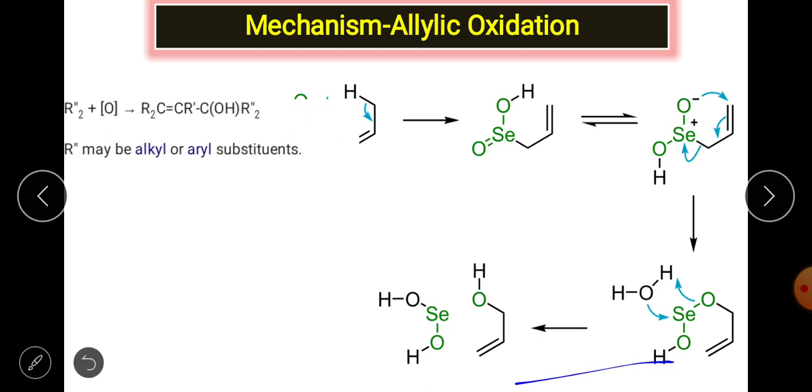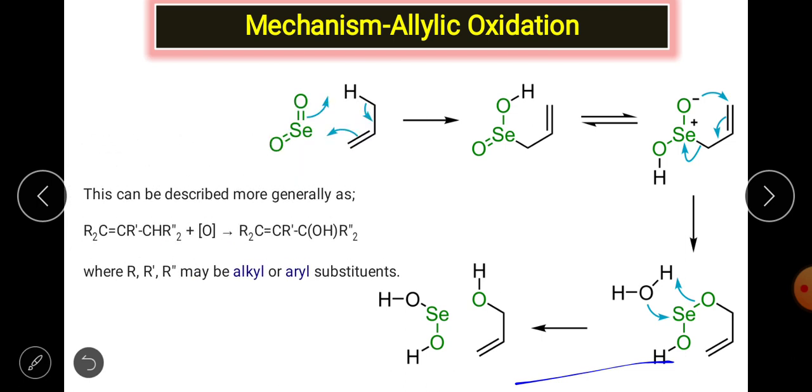Now what are the substituents given here? These reactions can be generally represented like this. Here this is a double bond which undergoes the oxidation, converting to the alcohol, where R and R dash may be alkyl or aryl substituents. You can choose any one.